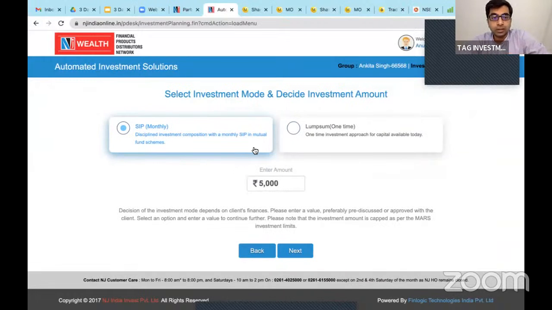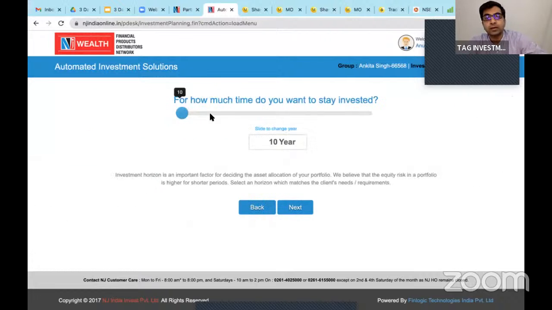Then there are two ways of investing. One is through the monthly route, and one is through the one-time route. Supposedly I say I want to invest through the monthly route. I enter the amount, say 25,000 rupees, and click on next. Now it asks how many years I want to stay invested. Supposedly 20 years, or maybe 15 years, so I choose the bar to 15 years and click on next.